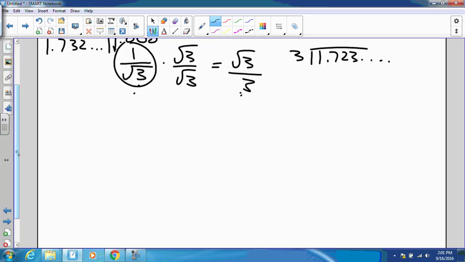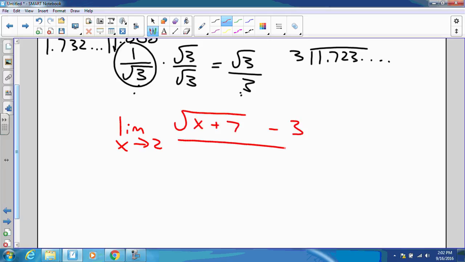Consider this limit right here: the limit as x goes to 2 of root x plus 7 minus 3 all over x squared minus 4. Now this looks like a fearsome limit. So we are going to begin by considering what is the form of our limit. And we plug in. What is the square root of 2 plus 7? Minus 3 is? And in the bottom, also 0.